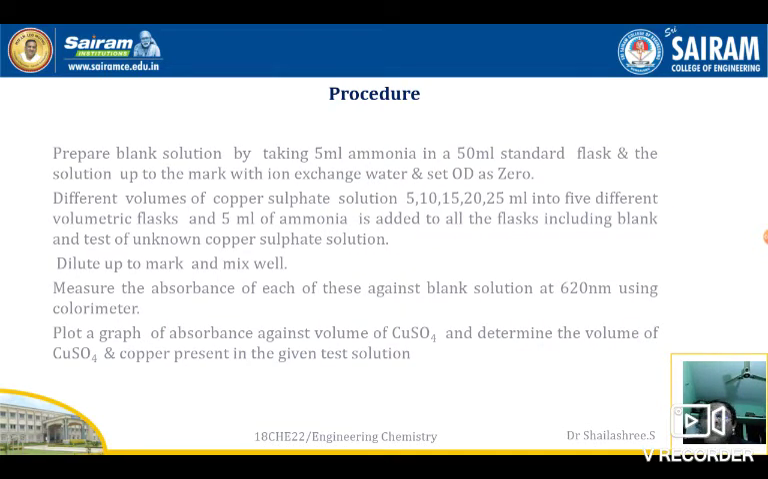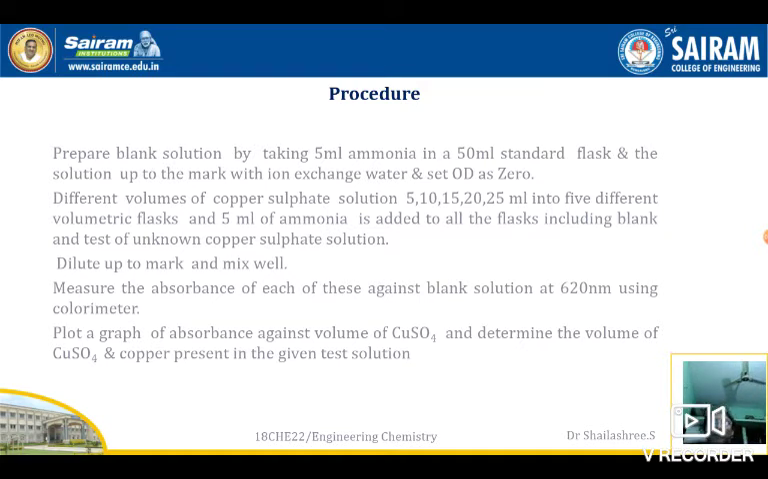Coming to the experimental part. It's very simple. You have to take 5 different volumetric flasks, marked as 5, 10, 15, 20, 25, and one more blank, and one more will be there. That is the solution given by your examiners. That is called a test solution. Fine. So first step, you have to take 5 flasks, marked as 5, 10, 15, 20 and 25.